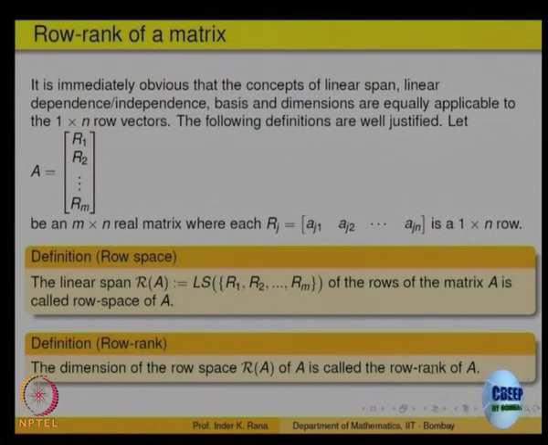Row rank, now we are defining a new term. Earlier we had the notion of rank. So, what was the rank? In the row equivalent form, the number of non-zero rows, right. Now we are defining something new, but we will show it is actually equivalent to the earlier definition. In terms of vector spaces, look at the row space, that is the space spanned by the row vectors, look at its dimension, and that dimension is called the row rank of the matrix.